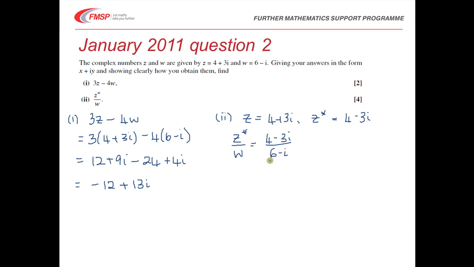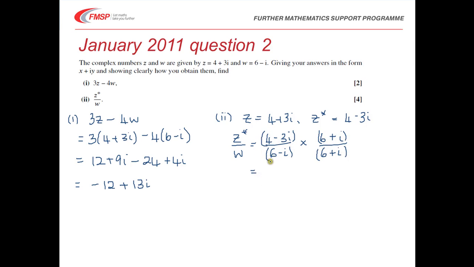Now at this point we have got to make the denominator real. So it's a little bit like work that you've done on thirds, where you've got to rationalise the denominator. Here we've got to make this denominator real, and the trick is that we will multiply by the conjugate of w. So we'll multiply top and bottom line by the conjugate of 6 minus i, which is 6 plus i. So I'm going to just put brackets around everything here, and we're going to now just multiply out carefully.